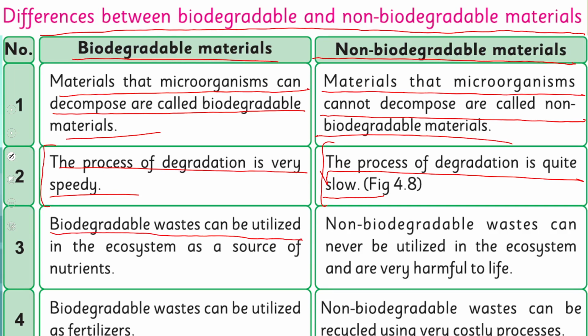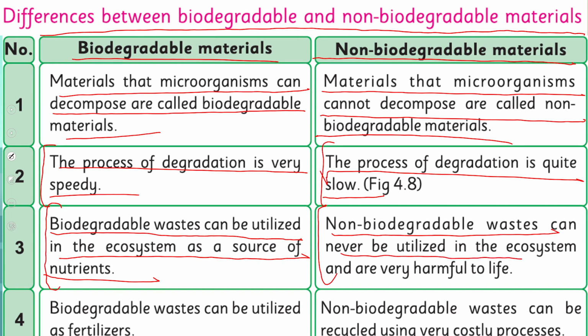Biodegradable waste can be utilized in the ecosystem as a source of nutrients. जो मटेरियल बायोडिग्रेड हो जाता है या डिकम्पोज होता है वो हमारे इकोसिस्टम के लिए बहुत अच्छा होता है, because they form nutrients, they turn into nutrients which are good for the plants. Non-biodegradable waste can never be utilized in the ecosystem and is very harmful to life and causes pollution. Biodegradable waste can be utilized as fertilizers.